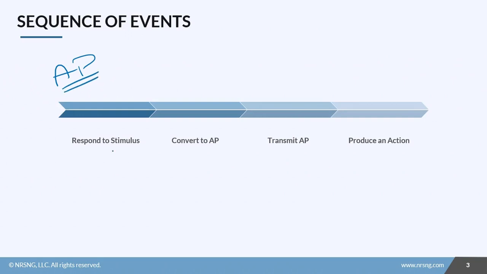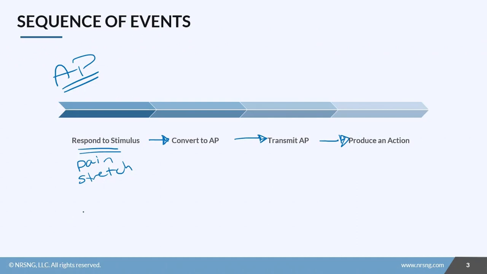So first, the nerve is going to get a stimulus and it's going to respond to that stimulus. Now, this could be almost anything. Could be pain, could be a stretching of the stomach, anything. So then it's going to convert that stimulus into an action potential. Again, that's the irritability or excitability property. Then it's going to send that action potential down a certain pathway, depending on what it's trying to accomplish. And when it gets there, it's going to produce an action.